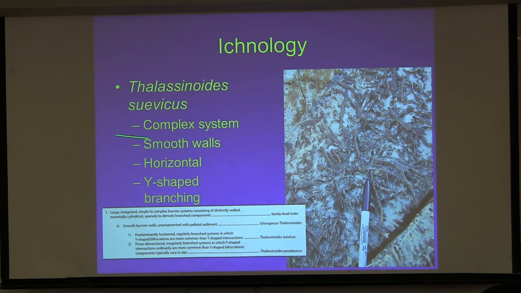and Thalassinoides suevicus is differentiated from the other Thalassinoides in that it's a mostly horizontal gallery, and it has Y-shaped branching rather than T-shaped branching you see in the more 3D Thalassinoides paradoxicus.